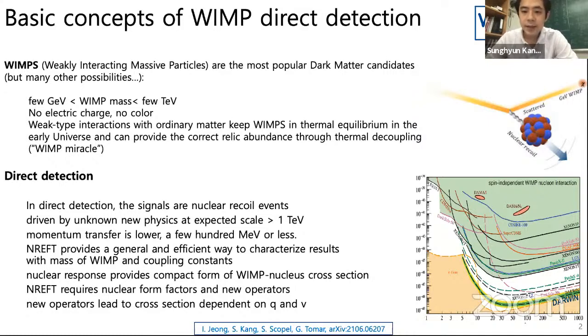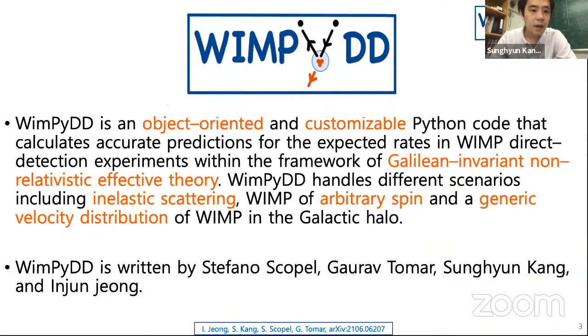In direct detection, the signals are nuclear recoil events and the result is the detection rate. Usually the detector is located underground or shielded artificially to avoid background. And each experiment has different setups, so it's not easy to handle various data. Therefore, I introduced WimPyDD, an object-oriented and customizable Python code that calculates accurate predictions for the expected rates in WIMP direct detection experiments within the framework of Galilean invariant, non-relativistic effective theory.